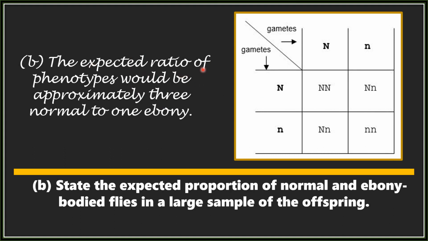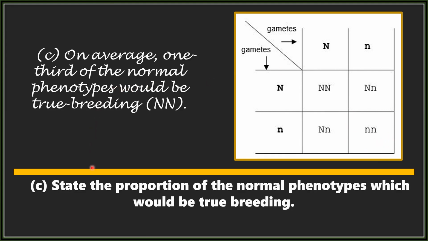The expected ratio of the phenotype would be approximately 3 normal to 1 ebony. State the proportion of the normal phenotype which would be true breeding. On average, 1/3 of the normal phenotype would be true breeding. Capital N, capital N.